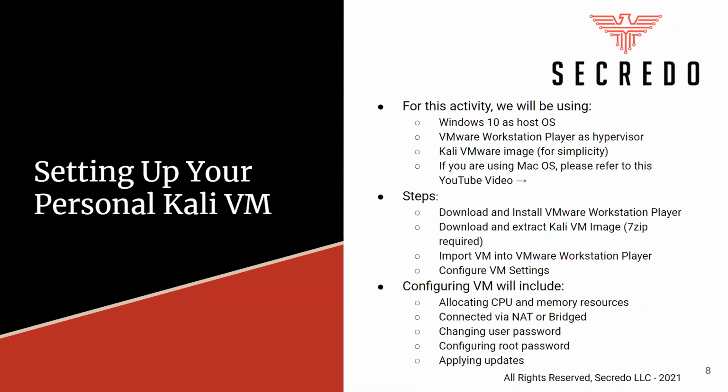Just download and install VMware Workstation Player. You're going to extract the Kali VM image from the website using 7-zip, so you want to make sure that you have 7-zip installed. After so, you're going to import the VM into your hypervisor. If you're using VirtualBox, you're going to import it accordingly. And then after we have configured the VM settings, we are going to make sure that you change your user password on the Kali VM. And you also want to make sure that you change your root password. And then after so, you want to make sure that you also apply any updates. And later down, you'll see that we're just going to run sudo apt update, or apt update if you're root.